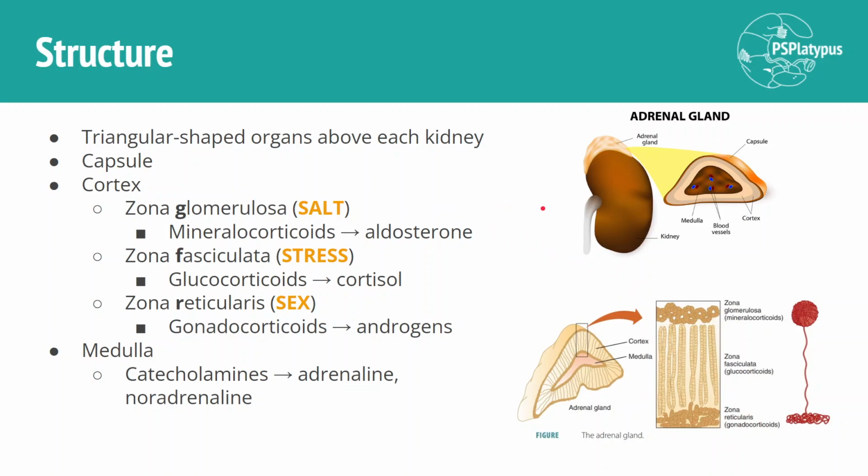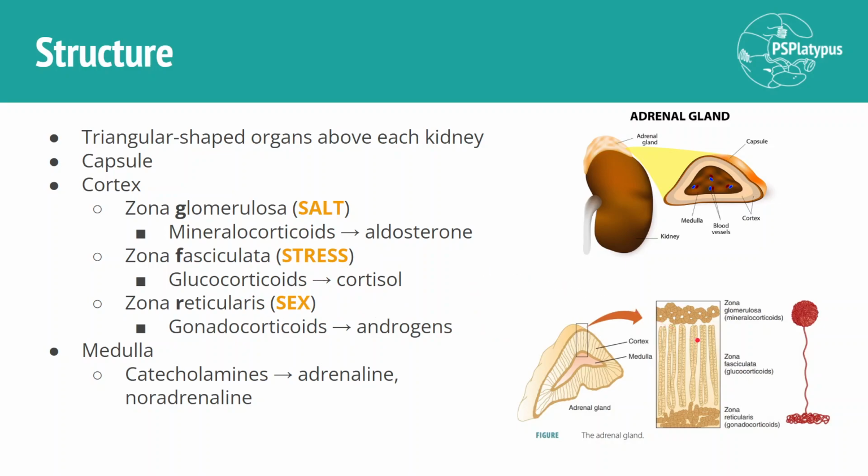Each zone produces a different hormone. So the zona glomerulosa produces mineralocorticoids, predominantly aldosterone. Fasciculata is predominantly glucocorticoids, predominantly cortisol, and reticularis, gonadocorticoids, predominantly androgens. You can remember these functions through another triple, which is salt, stress, and sex. Salt being aldosterone and the corresponding hormones.